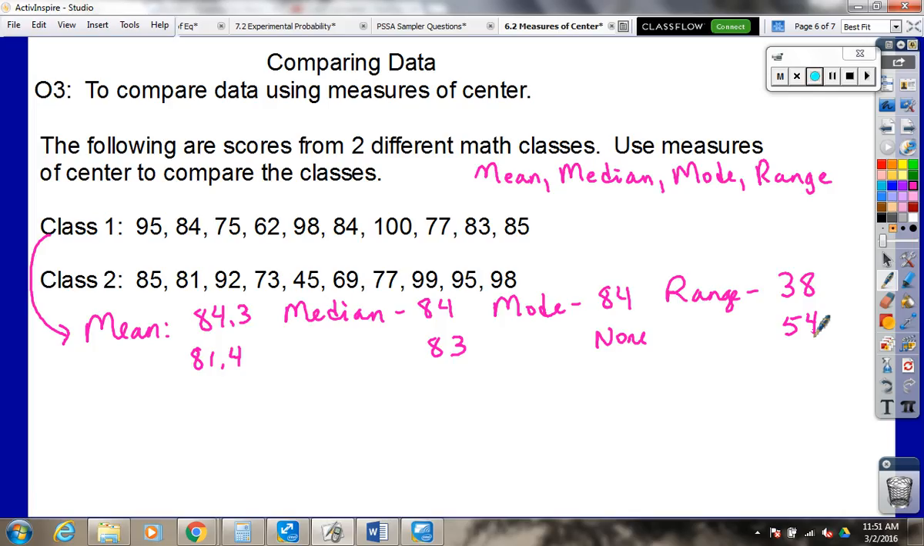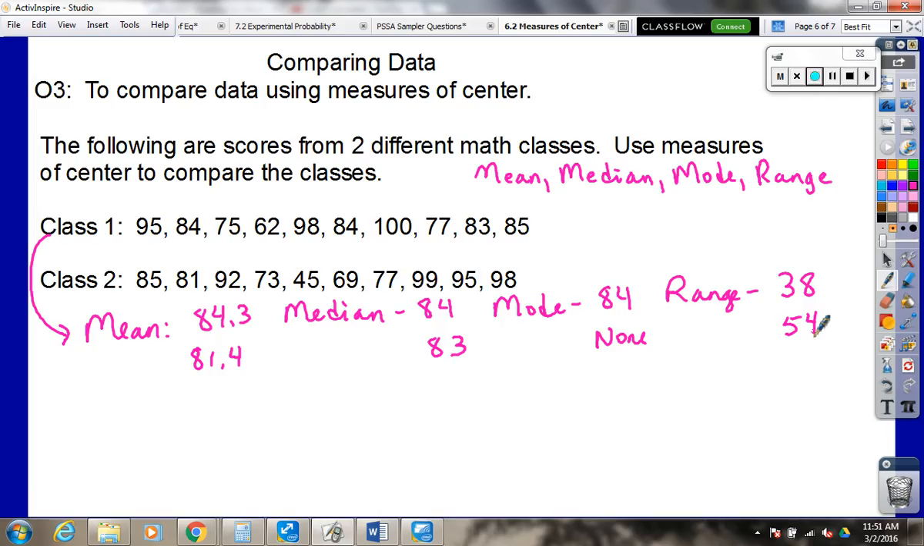That's a really good start. You would say something in your sentence like, the mean of class 1 was higher than the mean of class 2. You can be that obvious. Then you might go on to talk about the median. Who can tell me just a basic sentence about the median, just using the word higher or lower? Brooke said, the median of class 1 is higher than the median of class 2. Good. It can be that simple.